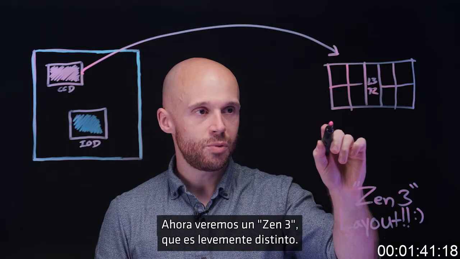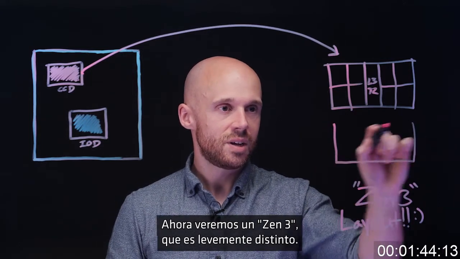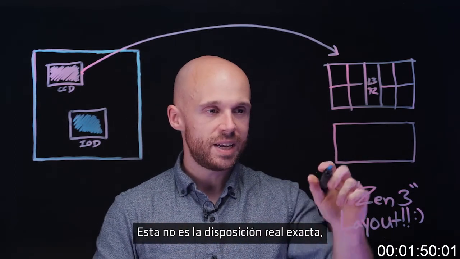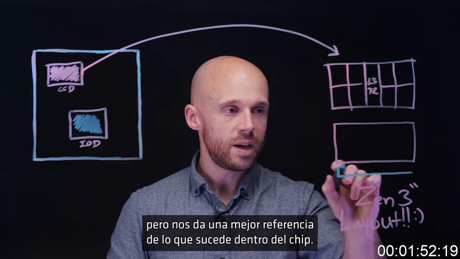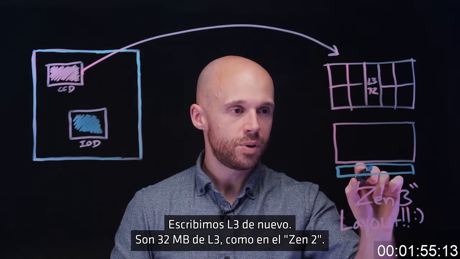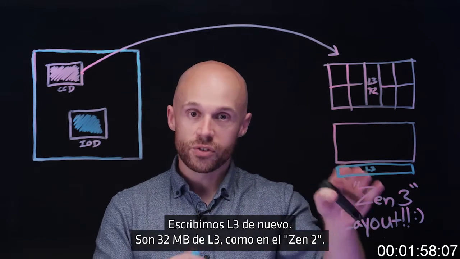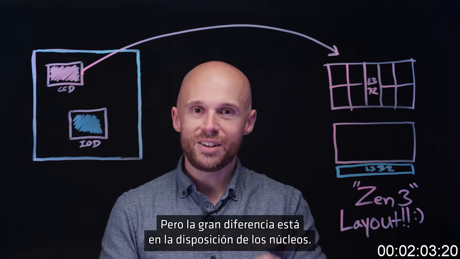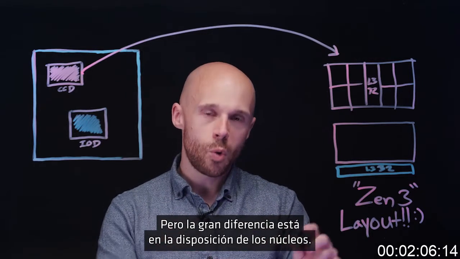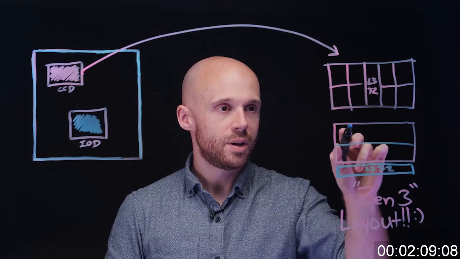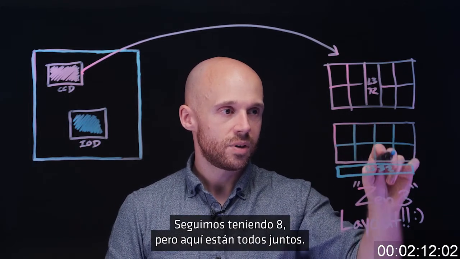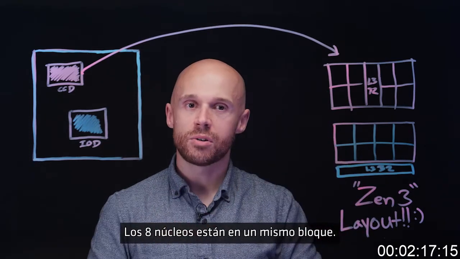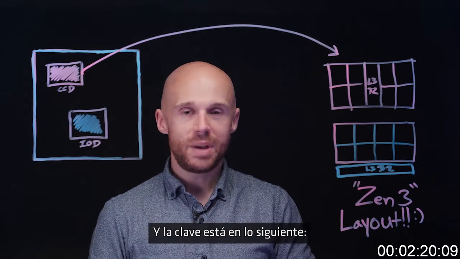So let's put Zen 3 on the board, and it looks a little bit different. This isn't exactly how the chip is laid out in real life, but it helps to draw it this way, just so you can see what's going on. We're going to put L3 there again. So we've got also 32 megs of L3, just like Zen 2. But here is the big difference, how the cores are laid out. We've still got 8 cores, but they're all together. All 8 cores are in one single large block. And here's a major difference.